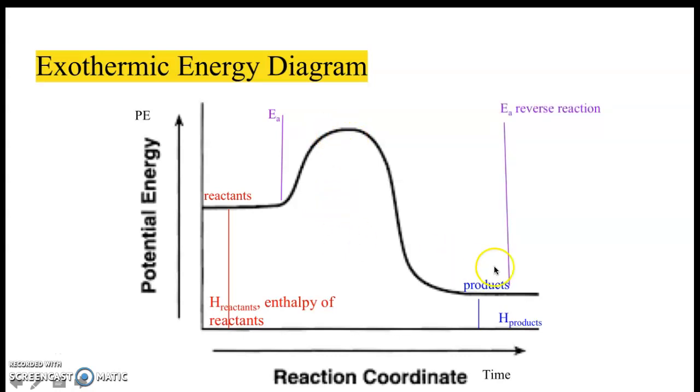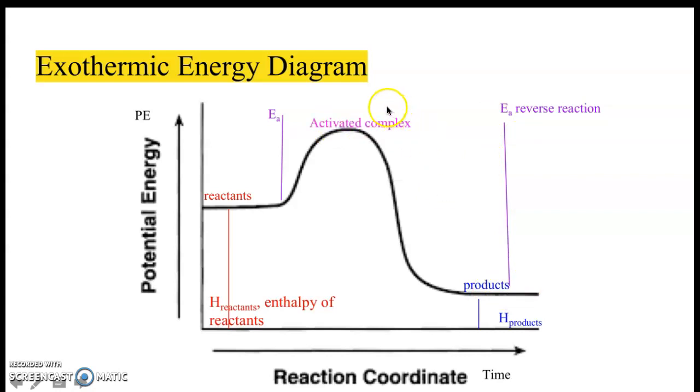We can also read this in the reverse. So from right to left, and if you go from the products line all the way to the top of the hump, this is the activation energy of the reverse reaction. So from products, this black line, all the way to the top of the hump.